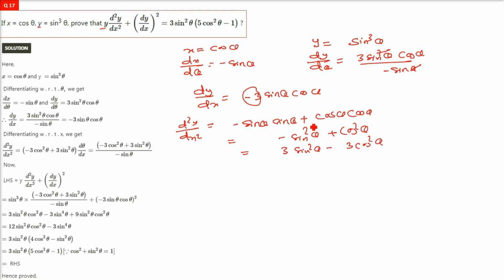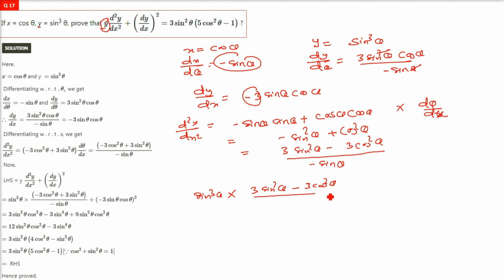So d2y by dx2, when we did this, we also want d theta by dx, because we are differentiating with respect to x, and there is no x on the right hand side, it is actually theta. So d theta by dx is basically minus sin theta in the reciprocal form, because minus sin theta is dx by d theta. We need d theta by dx, so you can divide the whole content by minus sin theta. You have y here, so y is sin cube theta. Then we have d2y by dx2, so this is going to be 3 sin square theta minus 3 cos square theta divided by minus sin theta.